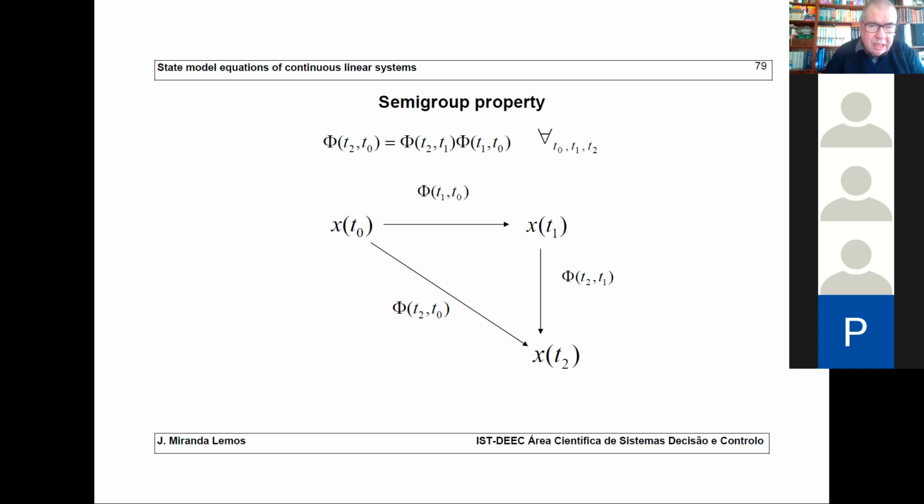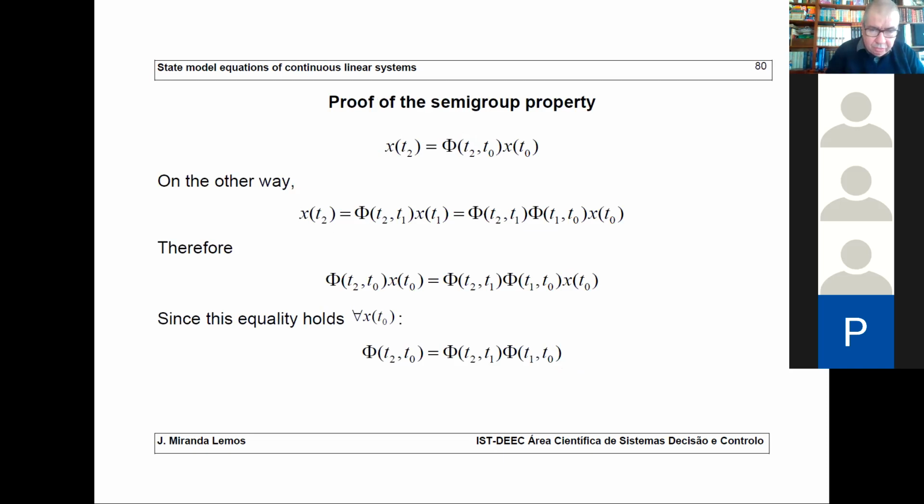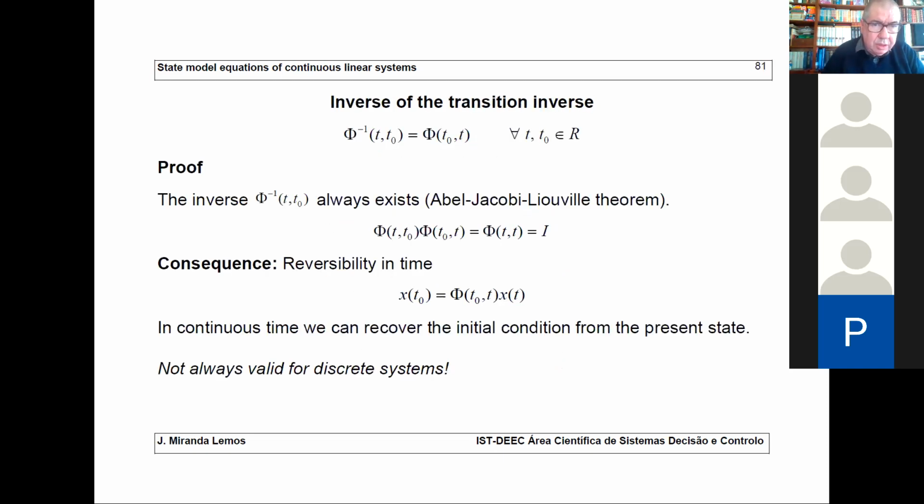We won't be exploring this too much, but it's a quite important property for solving many problems. The proof is here. I won't do it. The inverse of the transition matrix is just the reverse. It's obvious for the exponential. So you work formally, but there is a proof here that does not depend on the fact that it is an exponential. So this is valid even for time varying systems. So you interchange t and t0 and you get the inverse.